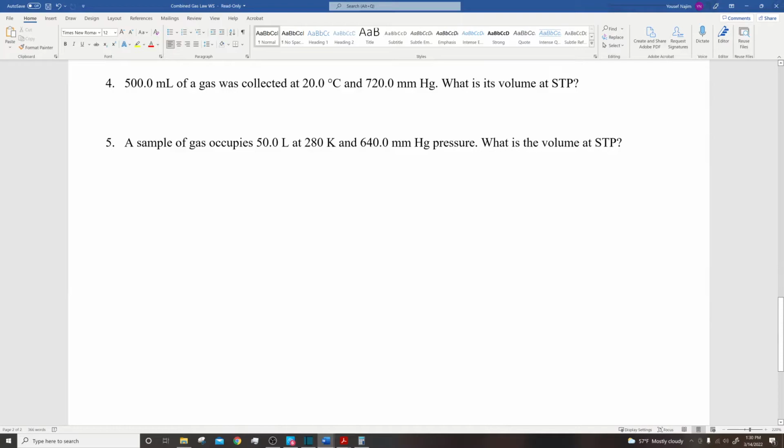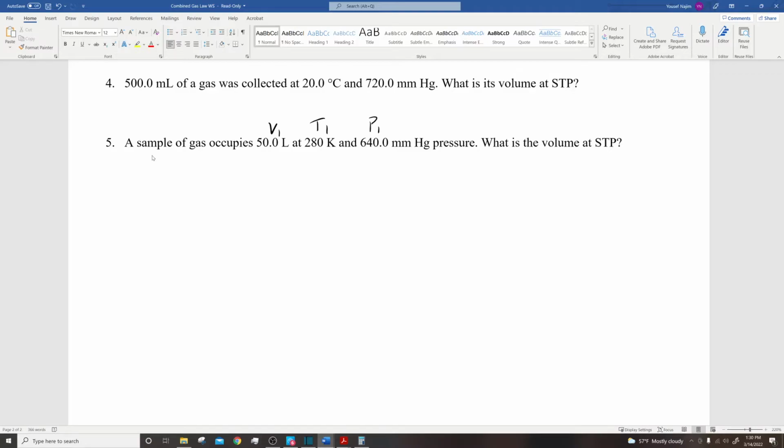So let's go ahead and do number 5. It says a sample of gas occupies 50 liters at 280 Kelvin, 640 mmHg. What is the volume at standard temperature and pressure? So this one gives us standard temperature and pressure. So let's go ahead and line it up. So we got V1, T1, P1, and then it's asking us for volume. So we're solving for volume.